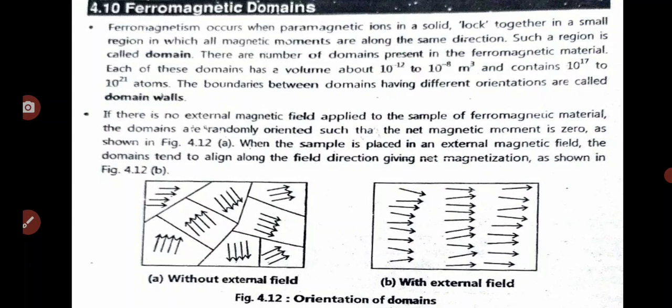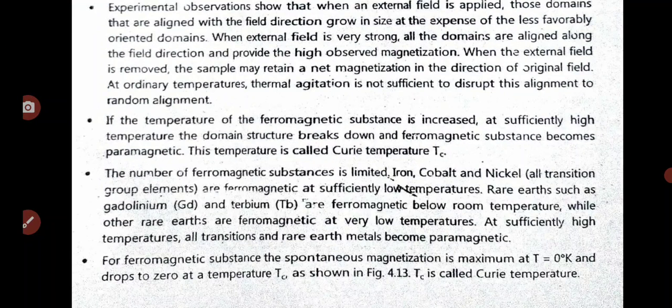A material which is not placed in an external magnetic field has 0 magnetic moment, and if we place it in the magnetic field, it has magnetization and also magnetic moment, and these domain vectors move in the field direction. So this is the idea about the orientation of the domains.